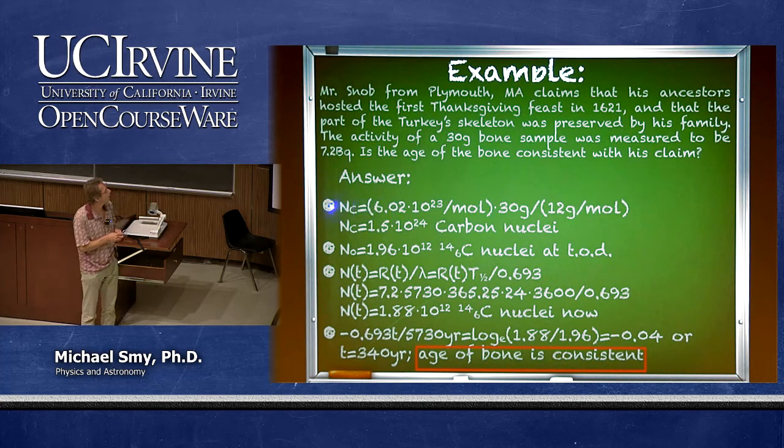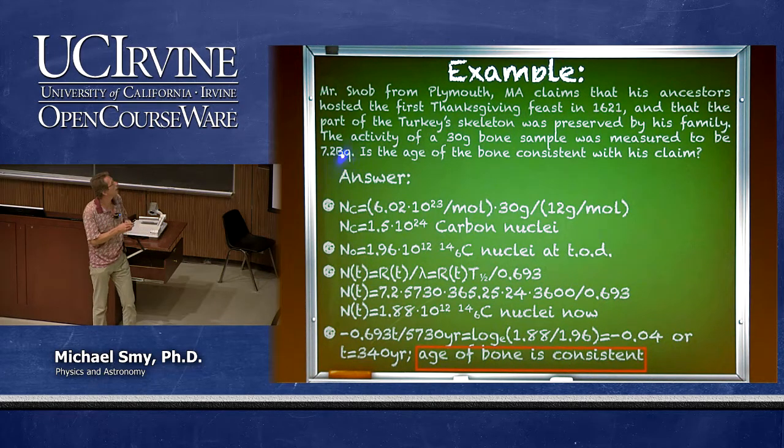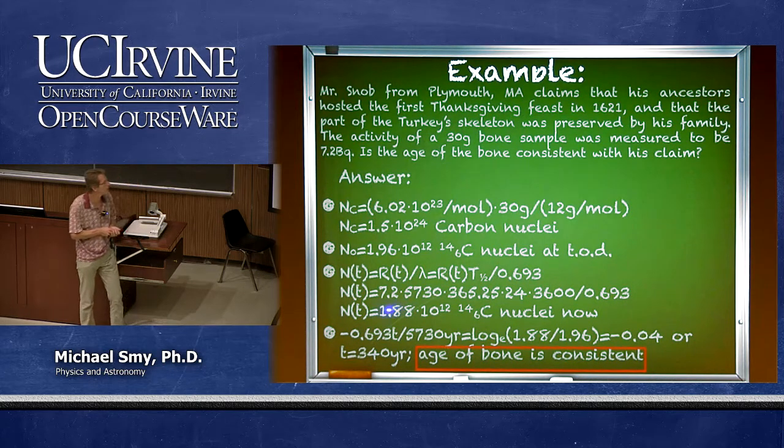then we can calculate how many carbon atoms are in there by using Avogadro's number and the atomic weight of carbon. And we get that it's 1.5 times 10 to the 24 carbon nuclei. That means that we have this many carbon-14 because we know that a fraction of 1.3 times 10 to the minus 12 is carbon-14. And we can judge from the activity of the 7.2 becquerel how many carbon nuclei there are now. And we find it's 1.88 times 10 to the 12 carbon-14 nuclei that exist now.